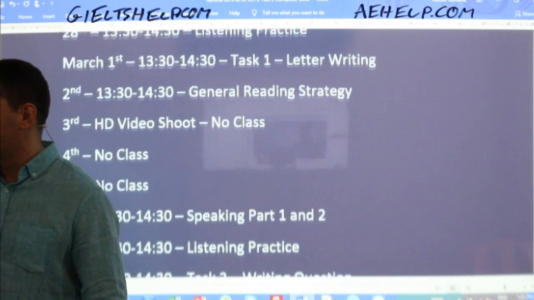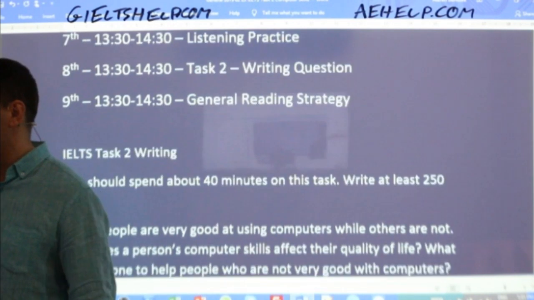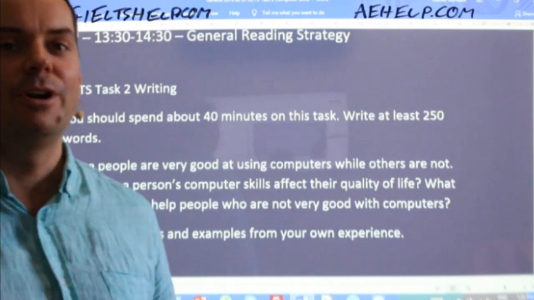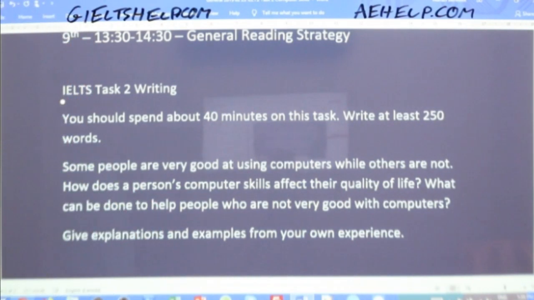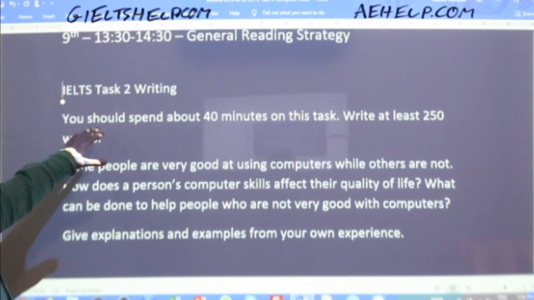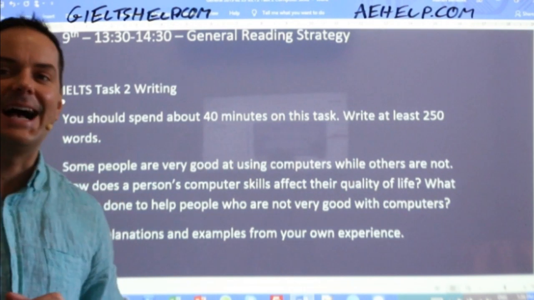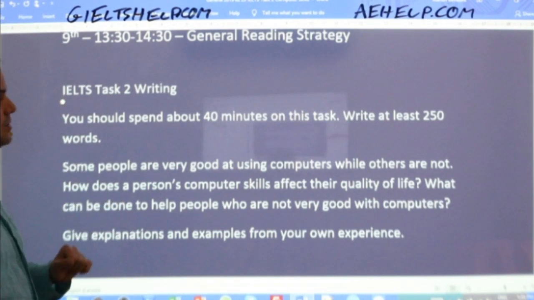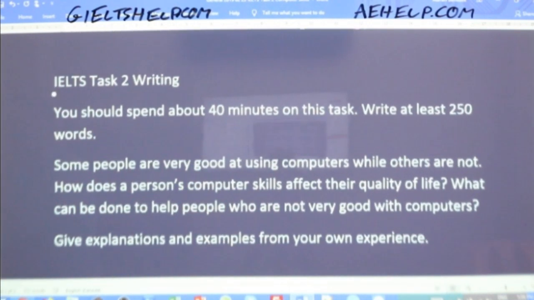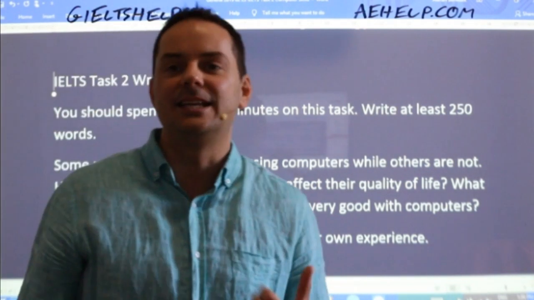All right, students, here is a bit more of the schedule for the week after next, and here is the task 2 question for today. Here we go. Read with me. IELTS task 2 writing. You should spend about 40 minutes on this task. Write at least 250 words, okay? That's minimum, all right? The task is a minimum 250 words, so you have to write at least 250.